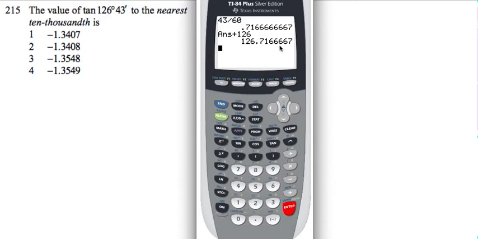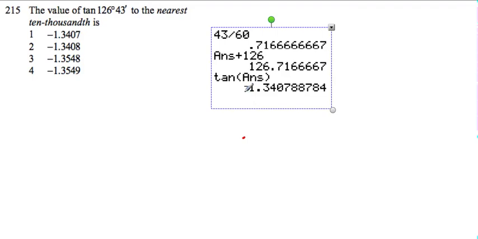Now this is equivalent to 126 degrees and 43 minutes, and we want to get the tangent of that value. So we copy that exact value from the second answer. Then this is what we end up getting: negative 1.340. To the nearest 10,000th, we have to round it up. So choice 2 becomes our answer.